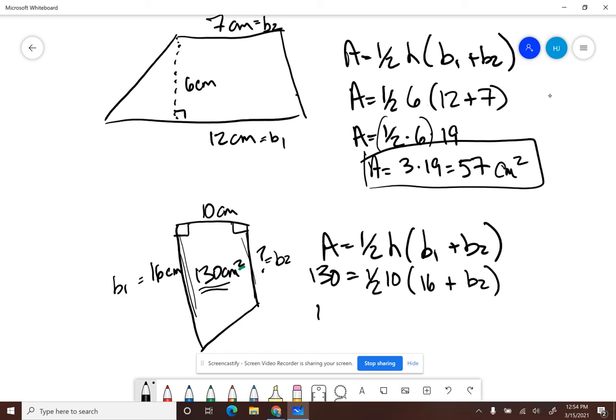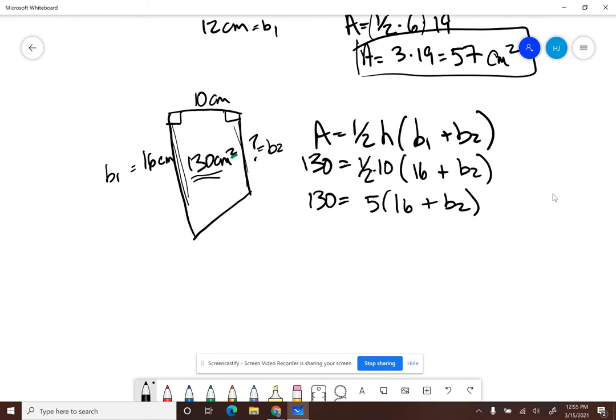So let's just, the 130 is going to stay the same over here. And just think about what's easy. It's easy to get 1/2 of 10, right? 1/2 of 10 is going to be 5. And I'm still asked to multiply that times 16 plus B2, which I don't know yet. And again, I could use an option here. There's always options in mathematics. You can always go different directions to try to solve, but the end goal is still the same. I need to isolate that variable right there.